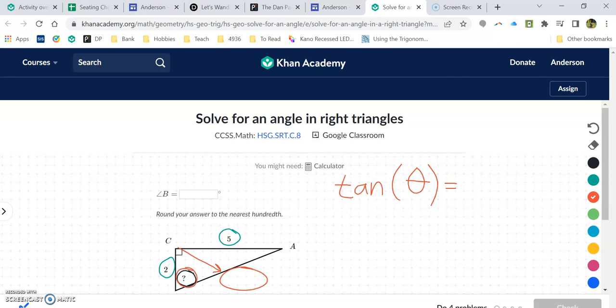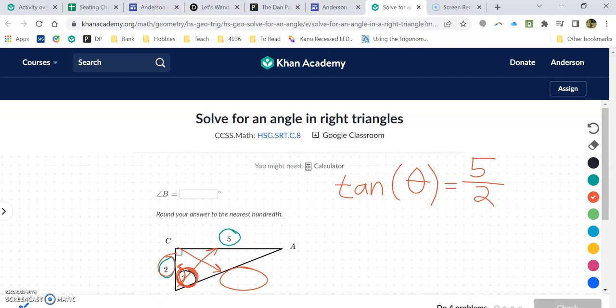Now, we want to look at where our 2 and our 5 goes. So our angle is here. Remember, tangent is opposite over adjacent. So our opposite side is our 5. And our adjacent side is our 2. So opposite over adjacent is 5 over 2.